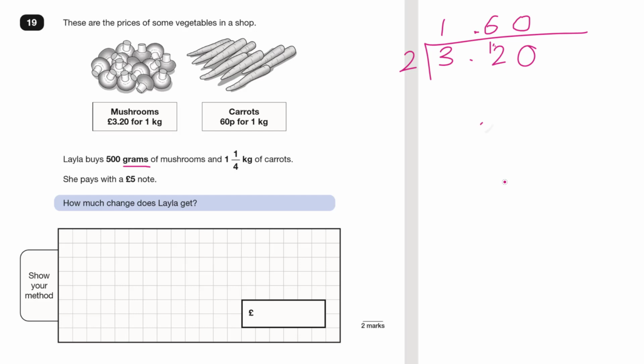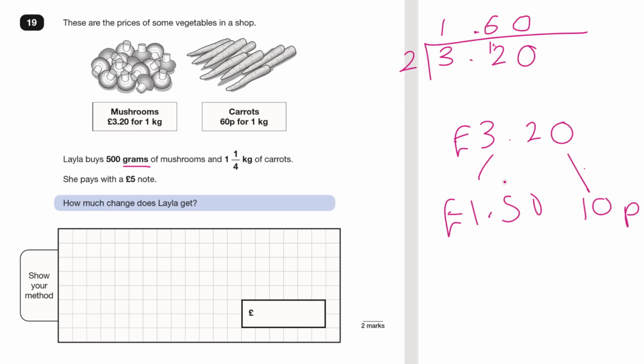You might also do half of £3 is £1.50. Half of 20p is 10p, add them together, it's £1.60. Okay, so I'm just going to write £1.60 and my pound sign. That's for my mushrooms, okay, £1.60.